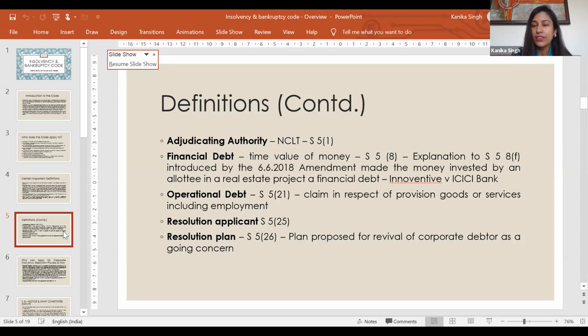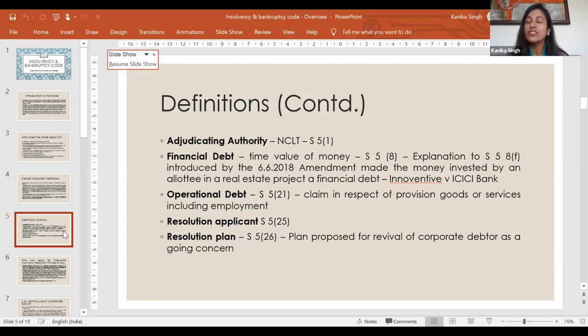The next kind of debt that the code recognizes is the operational debt, which is defined in section 5(21) of the code. Basically, where you have a claim in respect of providing any goods or services. So any contract that you might have had where A contracts with B that for X amount of money, I will provide you, say, any goods that could be. And if B defaults in the payment of that money, you can bring an action in NCLT.